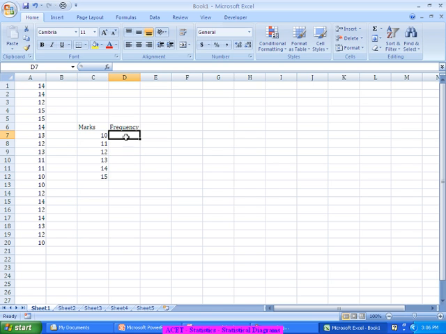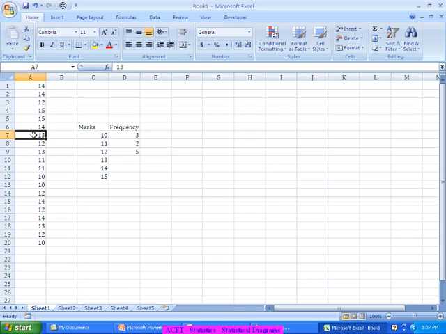So in this case, how many got 10? I have 1, 2 and 3. There are 3 people who got 10, so I would be writing 3 corresponding to it. Then what about 11? 1, 2. Only 2 people got 11 in this group. So I'll write 2 here. Then how about 12? 1, then 2, 3, 4 and 5. 5 people got 12.